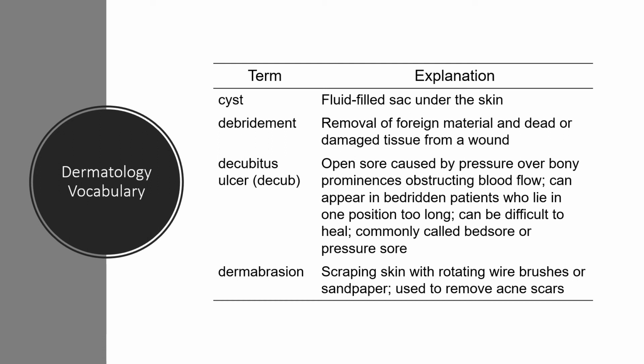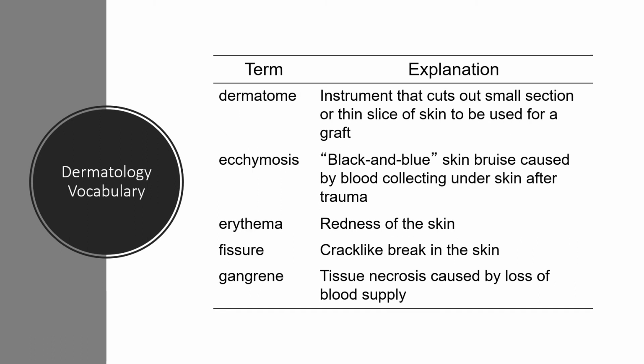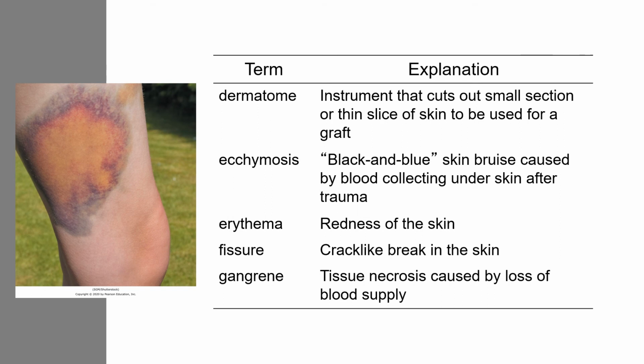A dermabrasion is the scraping of the skin with rotary wire brushes or sandpaper, and these are used to remove acne scars. A dermatome is an instrument that cuts out small sections of skin to be used for a graft. This picture here shows an ecchymosis, which is a black and blue skin bruise caused by blood collection under the skin after a trauma.